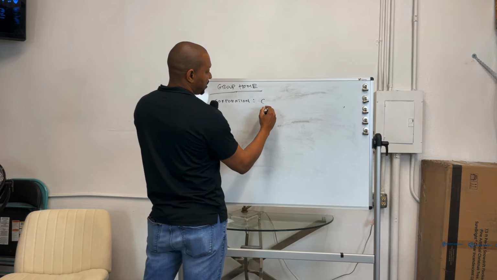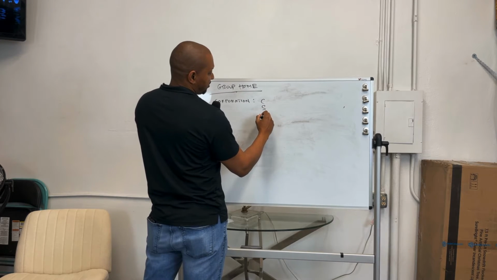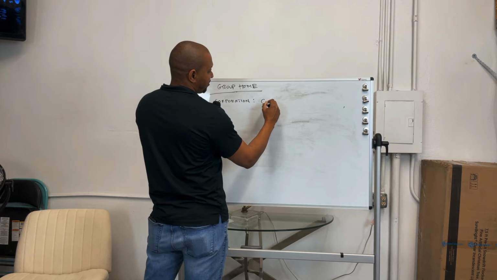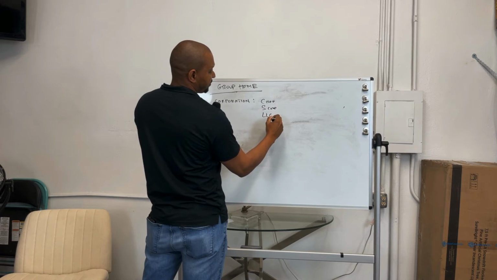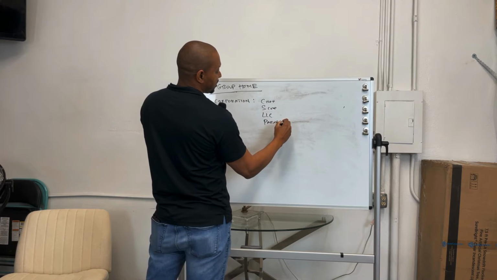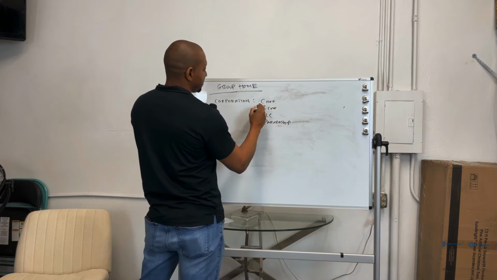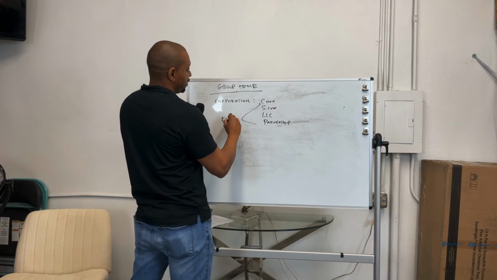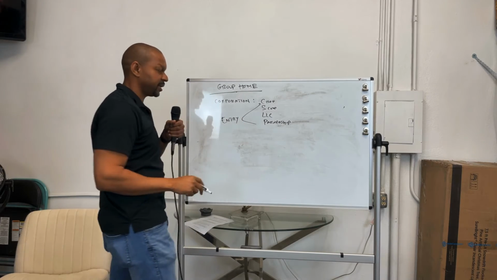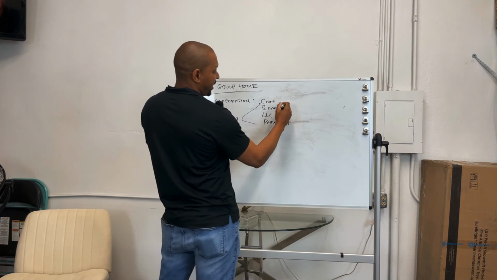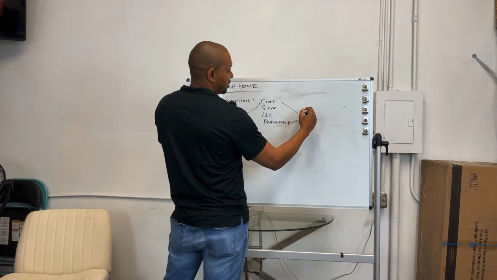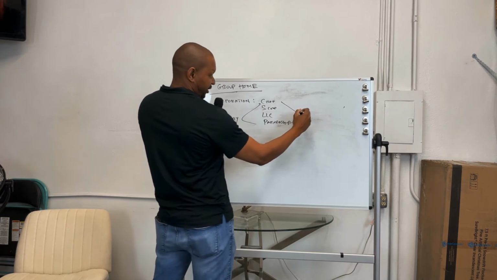You can set up a C Corp, an S Corp, an LLC, a partnership. I can go on and on, right? But you want to set up some type of entity. Why do you want to set up a corporation or an entity in this business? You want to set it up because it provides you protection.